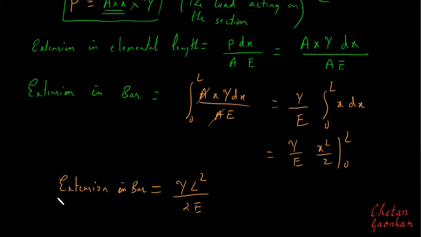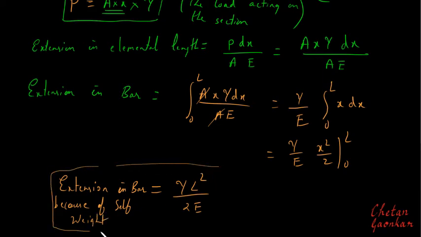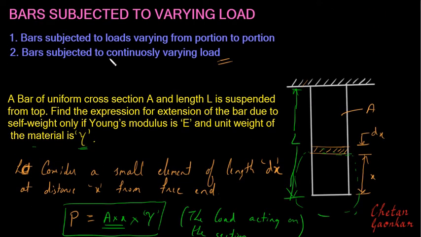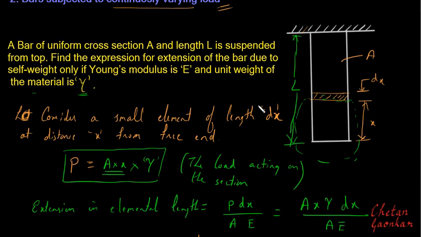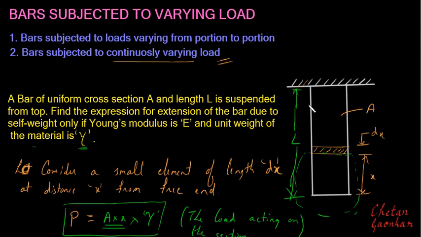because of self weight. So this is how I can find the extension in a bar because of self weight, or because of the load which is continuously varying. Alright, so this is one example I wanted to show you all.